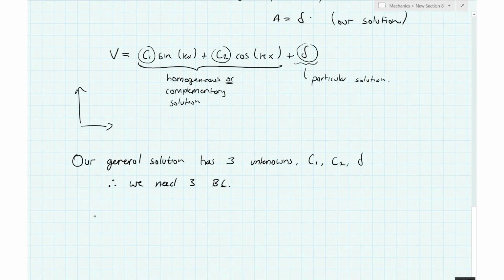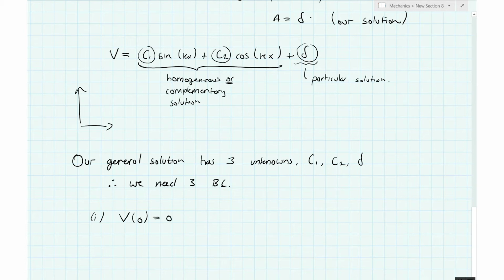Okay, so the first thing we can say is that the lateral deflection V at the base of the column is going to be 0. So in shorthand, we'll say V for x equal to 0 is equal to 0. Remember, V is the lateral deflection of our column.